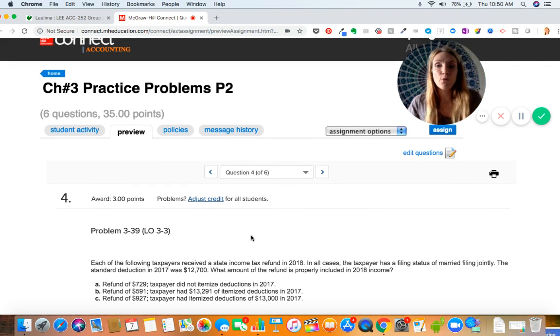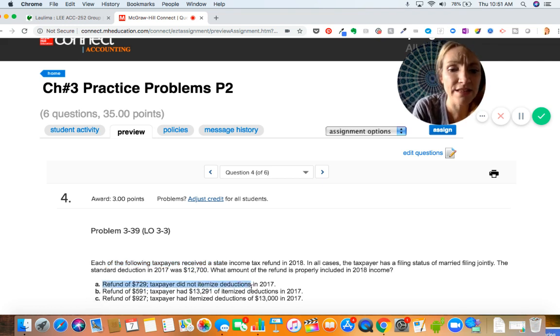So this is one I wanted to cover. This is that concept of a tax refund being taxable. So each of the following taxpayers receive a state income tax refund in 2018. The taxpayer has a filing status of married filing joint. The standard deduction in 2017 was $12,700. What amount of the refund is properly included in 2019 income?